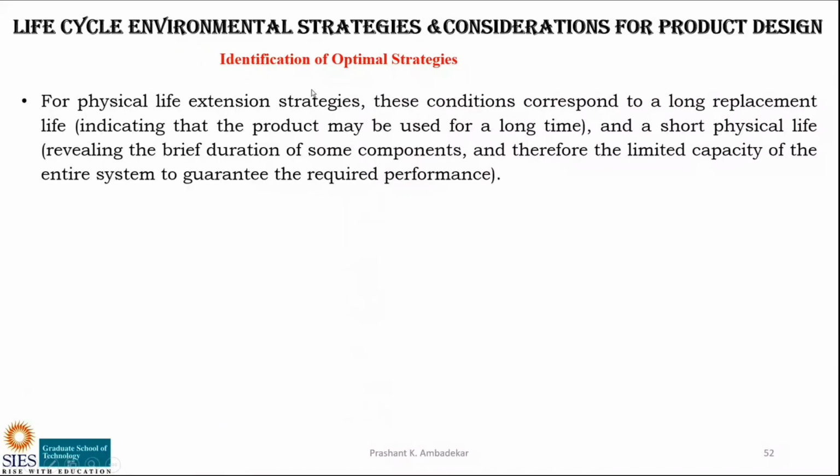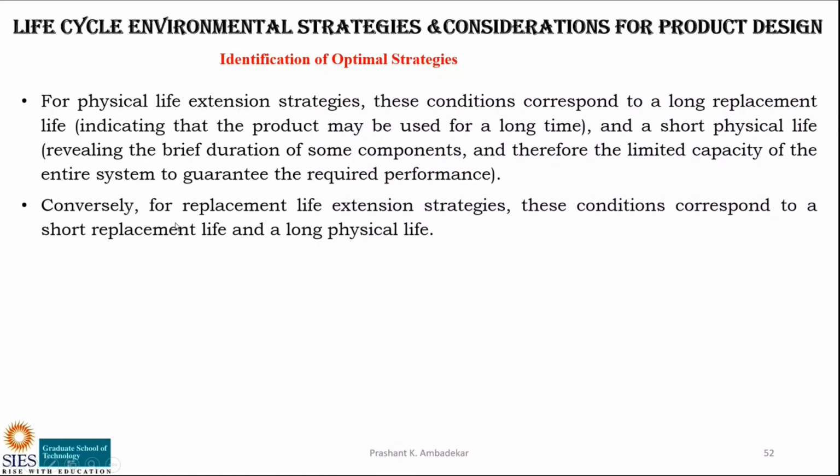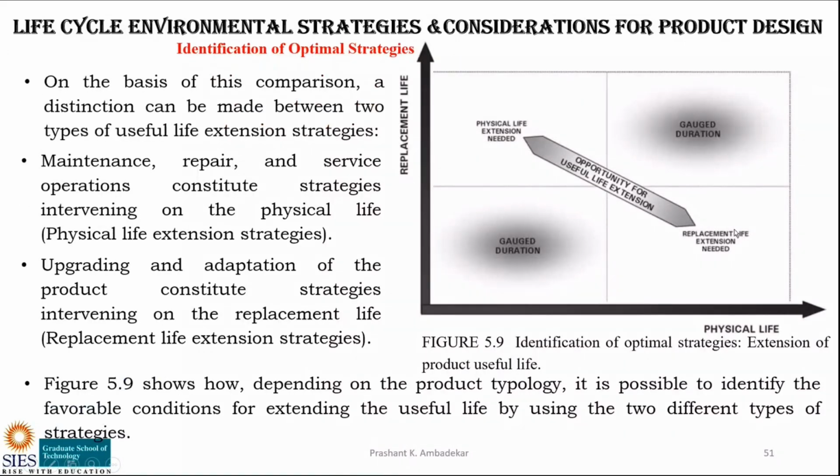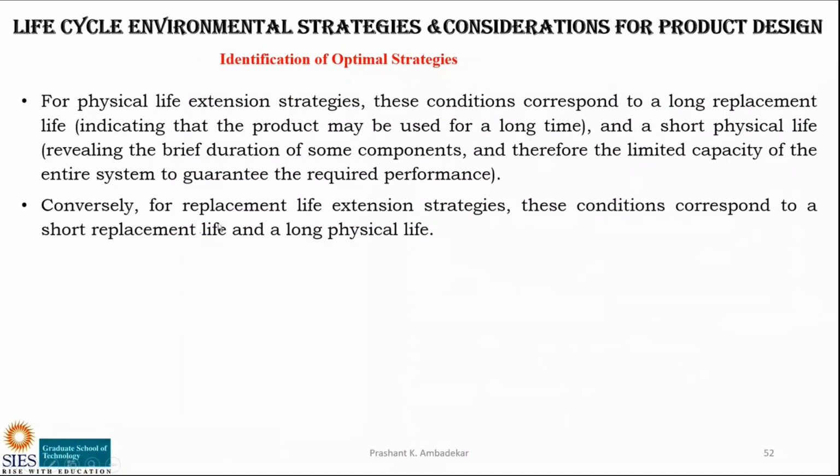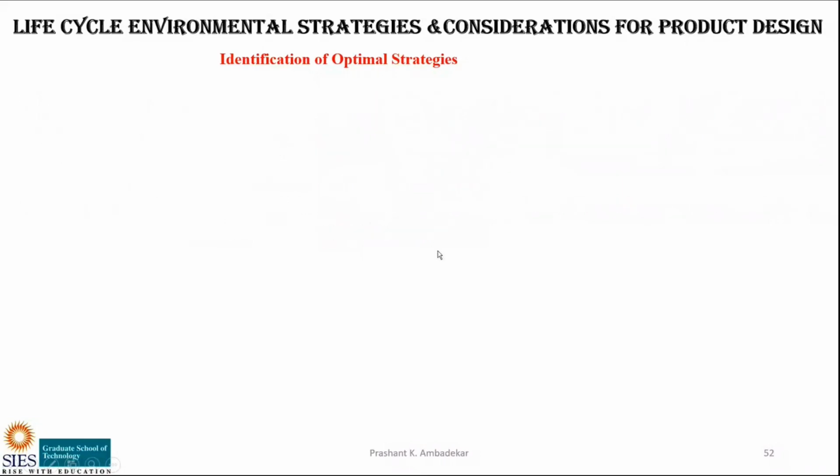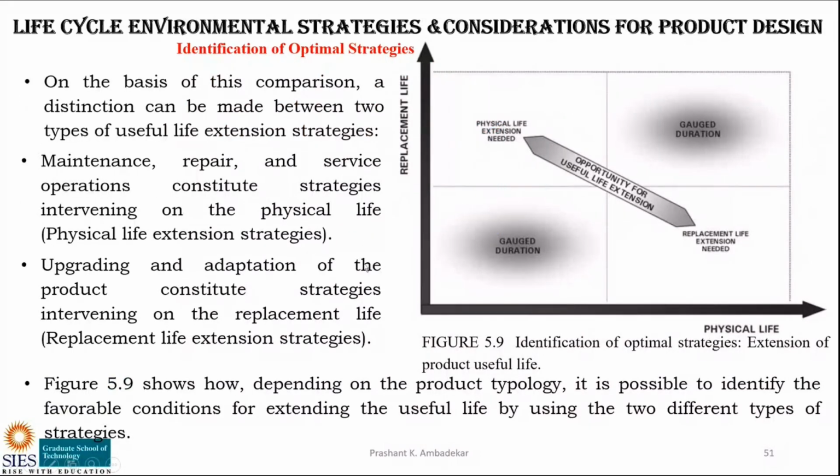physical life extension strategy. Whereas conversely for replacement life extension strategy, अभी कुछ प्रोडक्ट को replacement life extension strategy is needed. So here physical life is more, but the replacement life is not more. So it has to have more replacement life. Conversely, for replacement life extension strategy, this condition corresponds to a short replacement life and long physical life. Short replacement life and long physical life. So it should be upgraded.